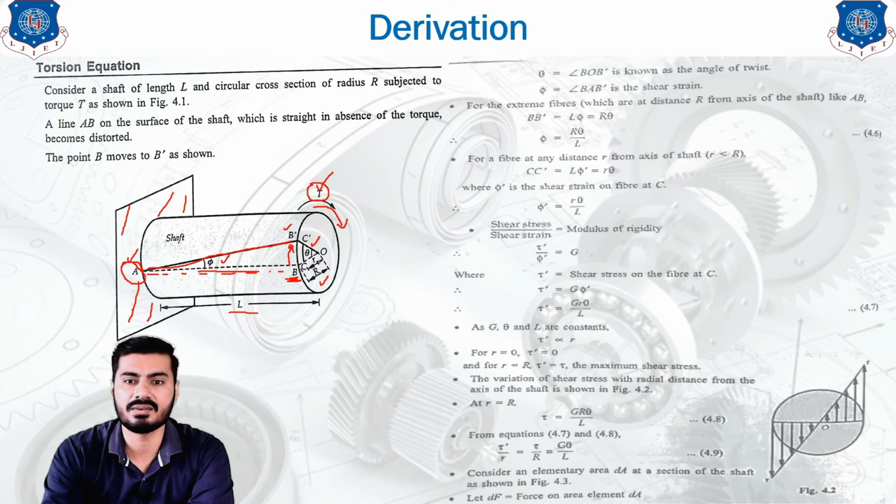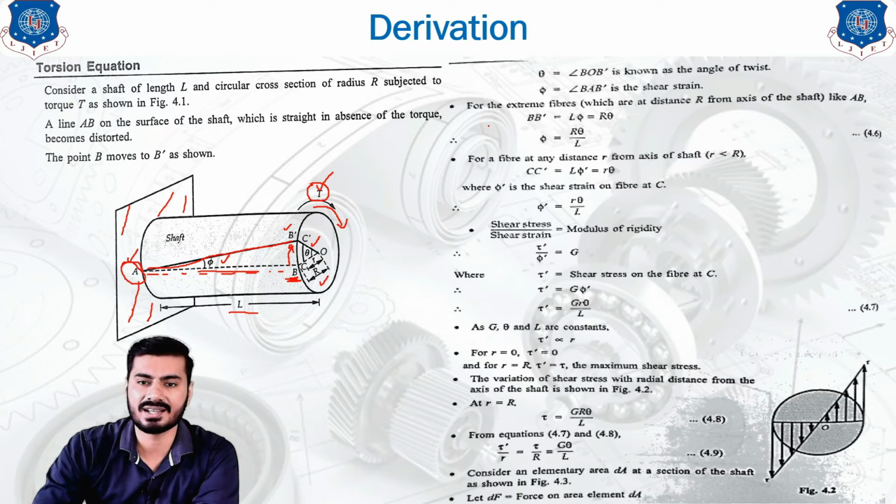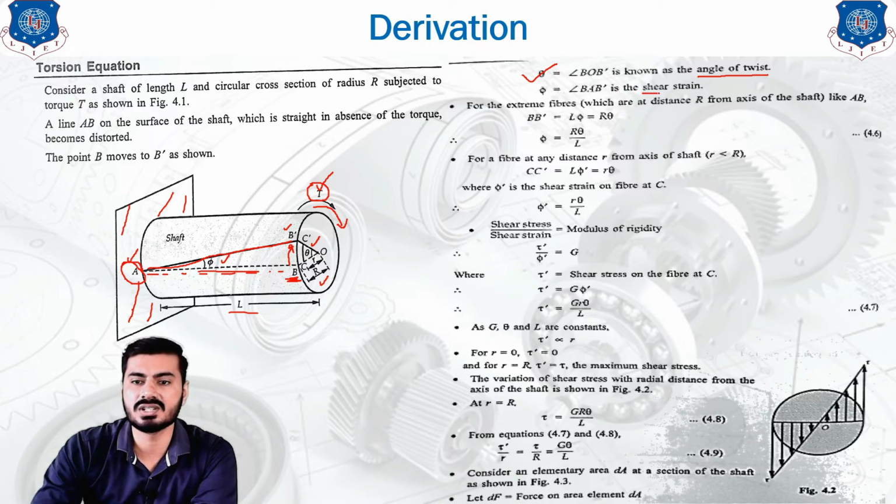Now we will see the derivation steps. Two angles theta and phi, we have given the nomenclature towards them. So the first angle theta can be written as the angle of twist. It is an angle of twist. And the phi can be written as the shear strain. It is nothing but the shear strain.